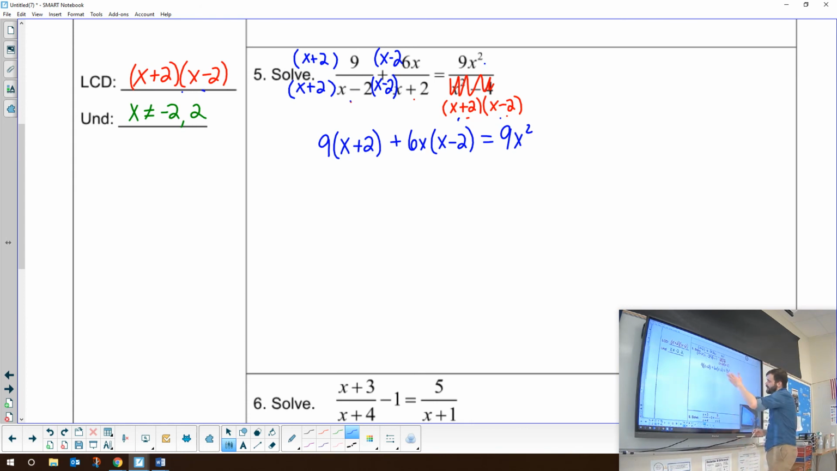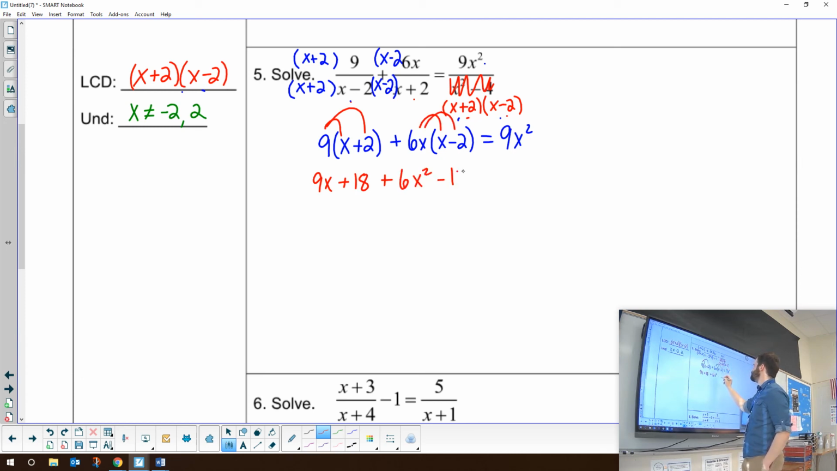All right, now let us distribute, combine like terms, and solve this equation. So first, let's distribute. Let's go 9 times x is 9x. 9 times 2 is 18. 6x times x is 6x squared. And 6x times negative 2 is negative 12x. And that equals 9x squared on the other side. All right, then we're going to have 6x squared here. That doesn't combine with anything. 9x and negative 12x, though, combine. They make negative 3x. 18 doesn't combine with anything, so we just have 18. This all equals 9x squared.